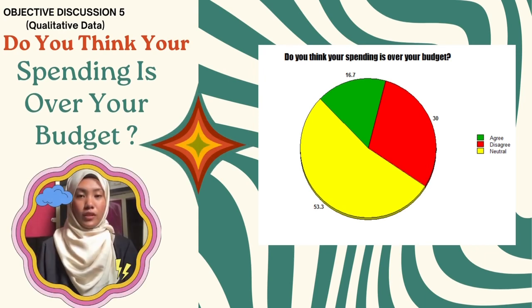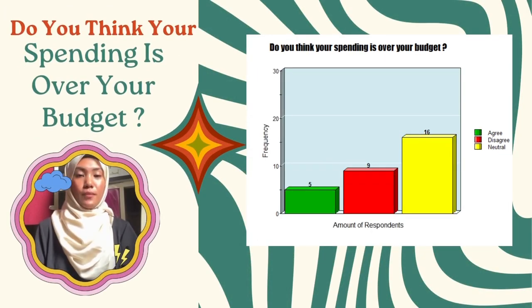Continuing with objective discussion question number 5, the last one. The data shows that 5 respondents represent agree during the questionnaire about overspending their budget. However, the red part shows that 30% of respondents, which is 9 people, chose disagree. And lastly, the color yellow includes 16 respondents who think neutrally about spending their budget, which shows 53.3% based on the pie chart. Next is just a simple one, which is the bar chart. 5 represents agree, 9 represents disagree, and 16 indicates neutral based on the respondents.